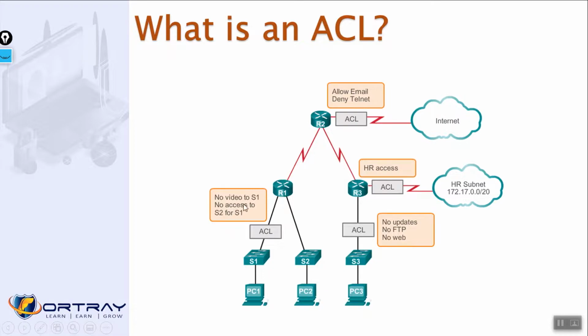But now we say no video to S1 to access this. So basically, on this router, we can apply an access list to allow email and deny telnet. As of now everything is open, but we have a policy that allows email and denies telnet. We are saying only HR application access, no update, no FTP, no web. Basically, these are our company policy: based on the requirement, we should allow or block certain types of traffic.